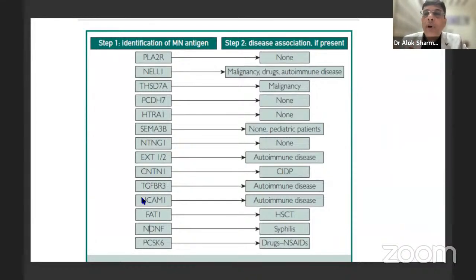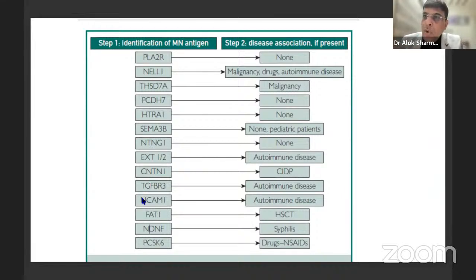So if you have a PLA2R, you really don't have a clear-cut association, so you call it primary if you want to call it. But when you have a NELL1, you have to go deeper and try to see whether the patient has an underlying malignancy, or is taking some drugs, or is using a face cream, or if that patient is having some underlying autoimmune disease. Thrombospondin, whenever it comes, you need to do a more than intense survey for underlying malignancy.